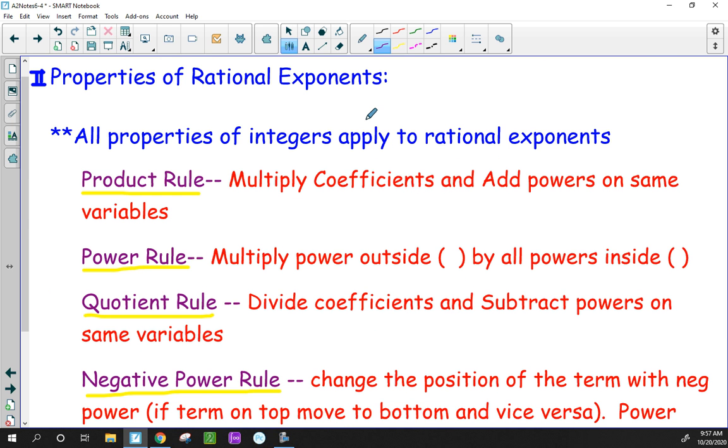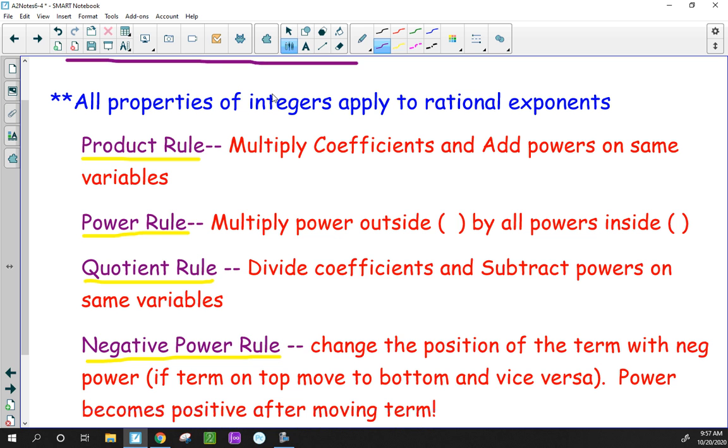Okay, second part of the notes is we're going to look at some properties from Algebra 1 and Algebra 2. Properties of rational exponents are actually the same thing as properties of integers. So once you know that it works for whole numbers, it's going to work for fractions as well. So these rules are the same from the ones you've seen in Algebra 1 and Algebra 2.